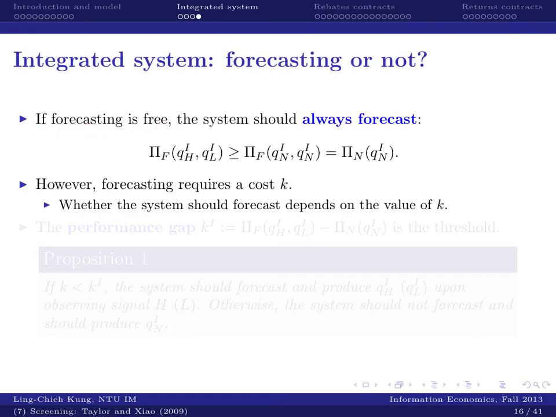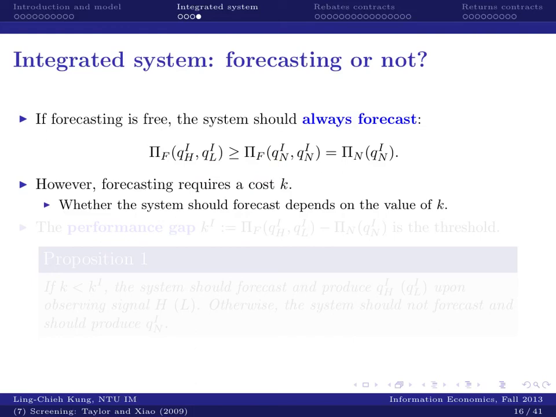If the forecasting is free, we can show that the system should always forecast. I hope that's somewhat intuitive. If information is free, and this is the integrated system, why not get all the information? Mathematically we can show this, something we have, okay, in the previous slides. And moreover, from here to here, this means we adjust our quantities according to our information. Definitely that can create some benefit, right?